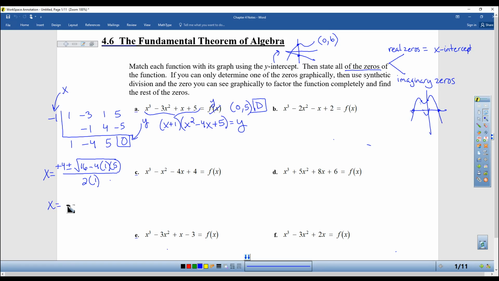That gives me x is equal to -4 plus or minus the square root. This is 16 minus 20, so -4. I'm going to move that 2 over to them individually so I don't make a mistake. This one becomes -2. And this one, the square root of -4 is 2i. And as my final answer, x is equal to -2 plus or minus i. So the question asks you to find all the zeros. There's the -1, and then there's the -2 plus or minus i.